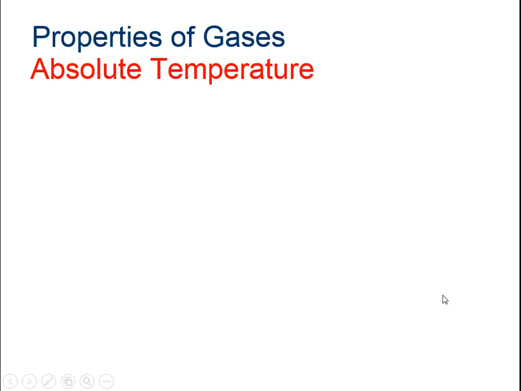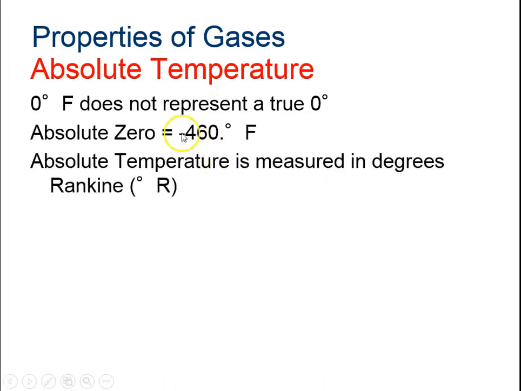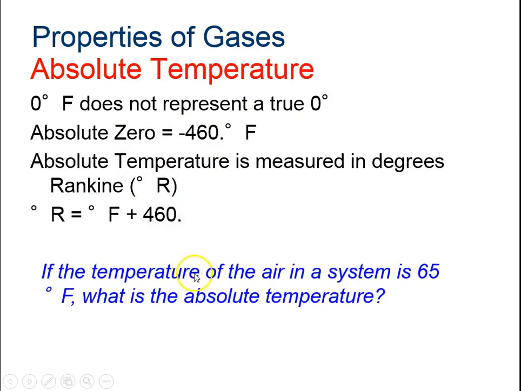The same thing is kind of true for absolute temperature. In science, you're probably used to dealing with Celsius and Kelvin. When we're using English or customary units, we talk about Fahrenheit, and instead of Kelvin, we talk about Rankine. In Fahrenheit, absolute zero is negative 460. So to find the Rankine, you just take Fahrenheit plus 460. You do need to write this formula down. For instance, if we have something that's 65 degrees Fahrenheit, what's its absolute temperature in Rankines? You just take the 65 plus 460 to get our answer in Rankines.